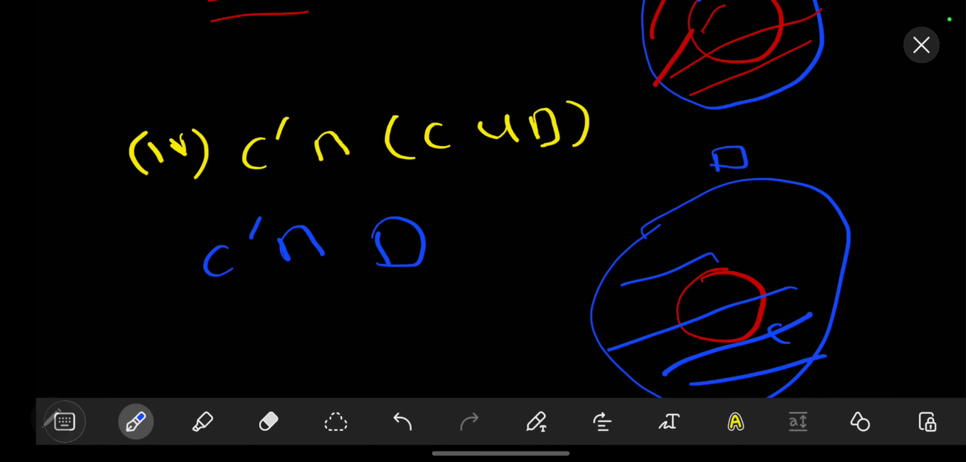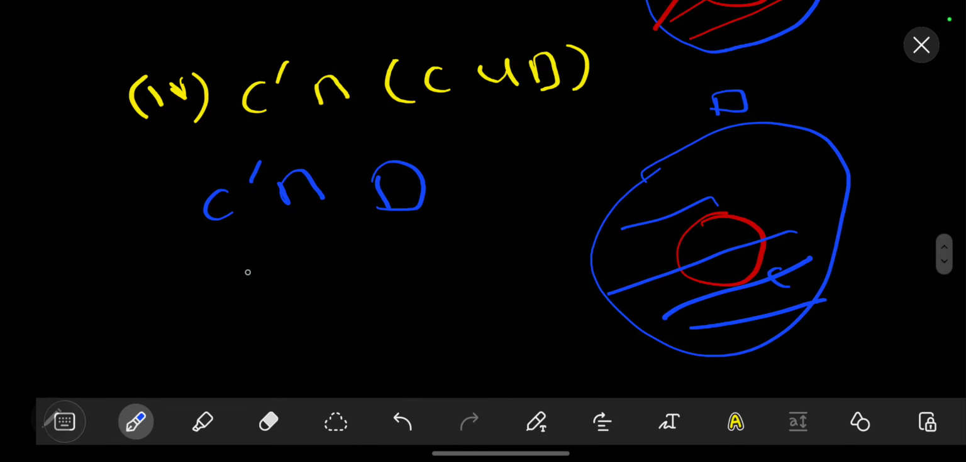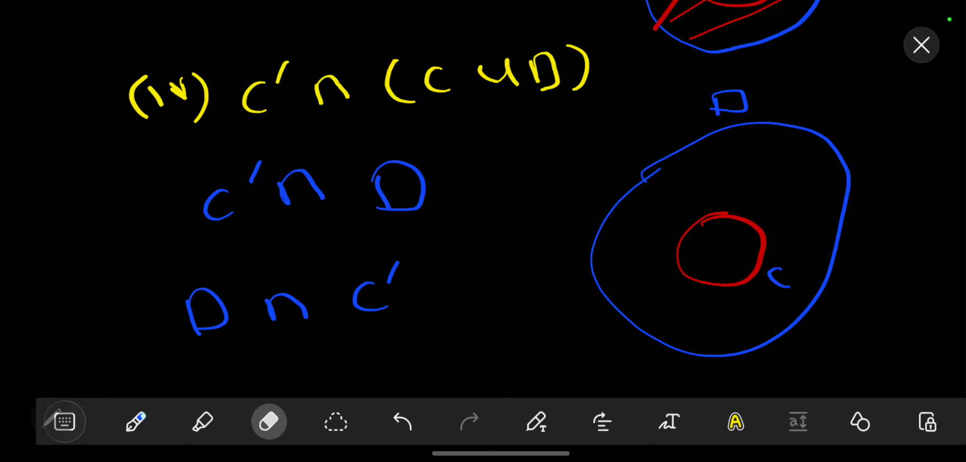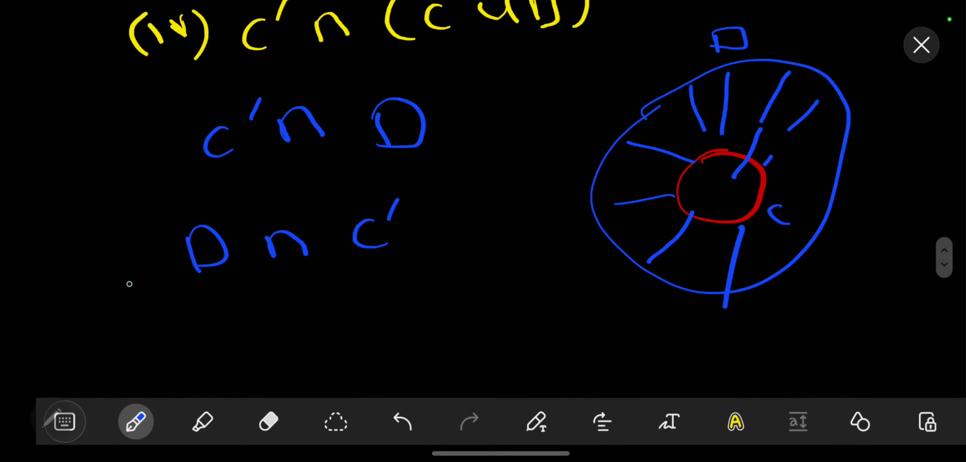So this can be written as D intersection of C complement. When you see C complement, it means excluding C, so we are shading everything that is a part of D that is not a part of C. This can be expressed as a set difference by saying D minus C. D minus C means members that are in D that are not in C. So that's how we go about that.